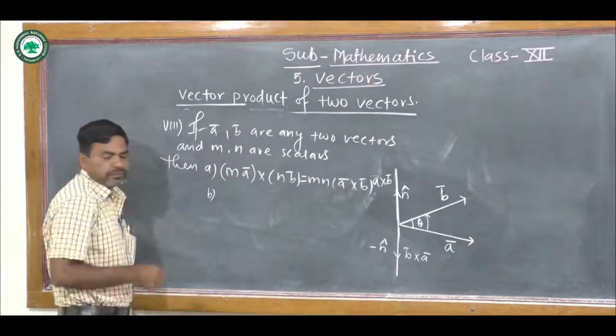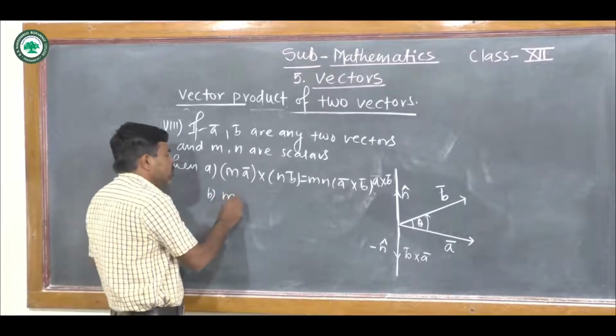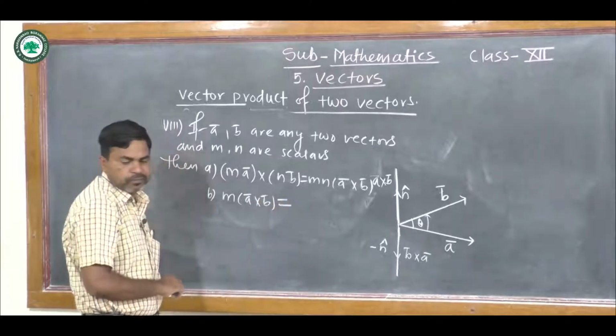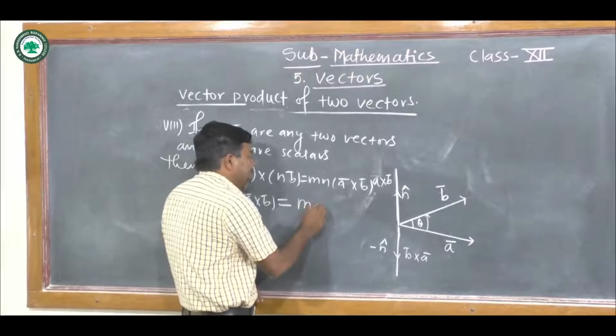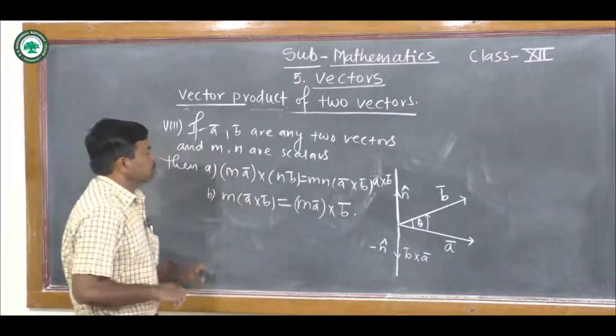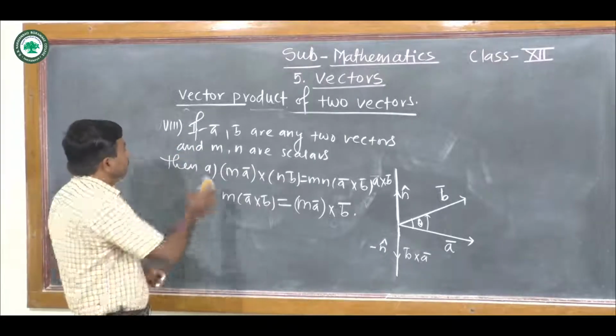Second, M times A bar cross B bar is equal to M times A bar cross B bar. So this is remark 8. Now the ninth one.